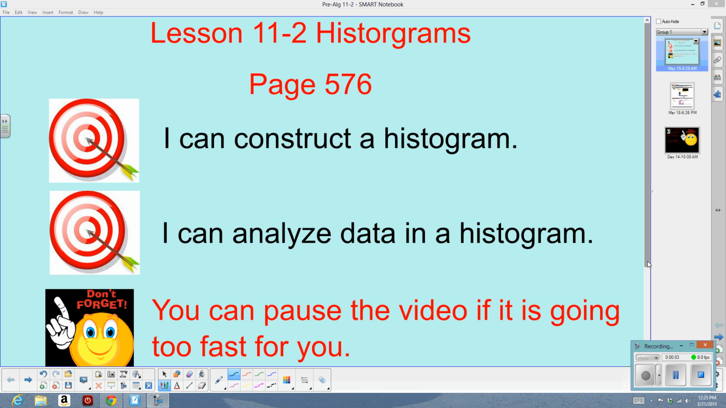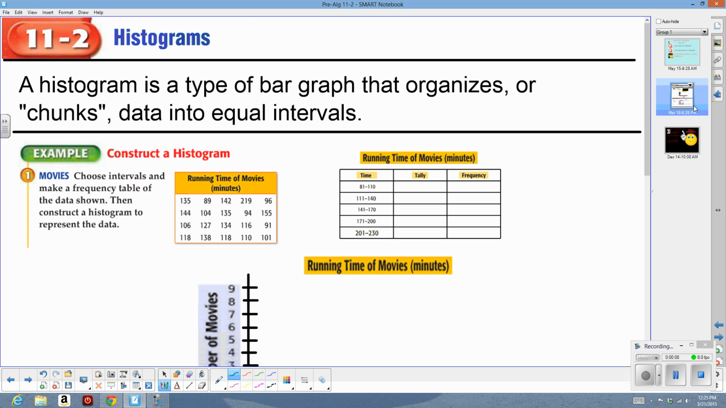In Lesson 11.2, you will construct a histogram and analyze data in histograms. A histogram is a type of bar graph that organizes or chunks the data into equal intervals. In our first example, it says choose intervals and make a frequency table of the data shown, then construct a histogram to represent the data.